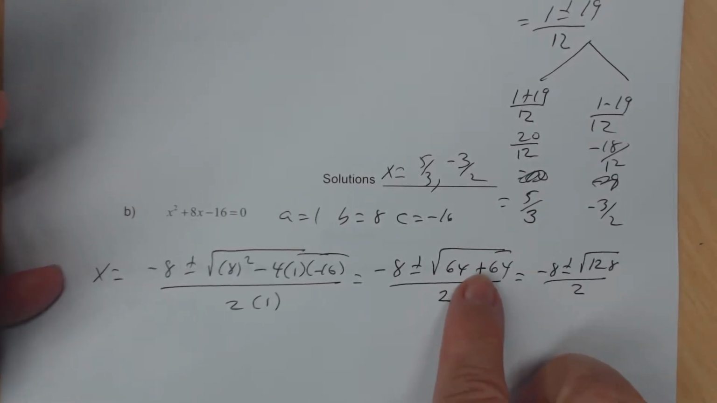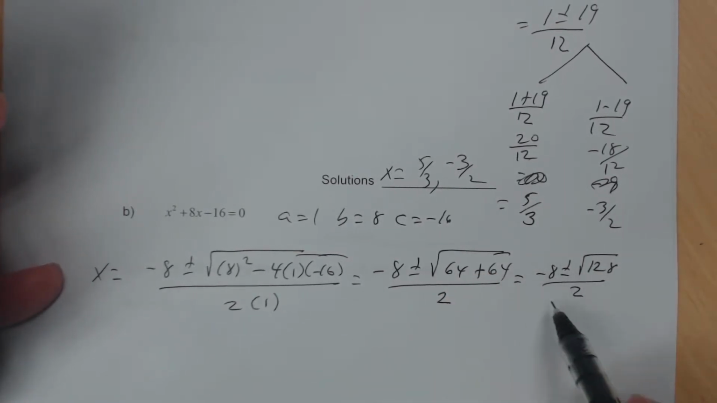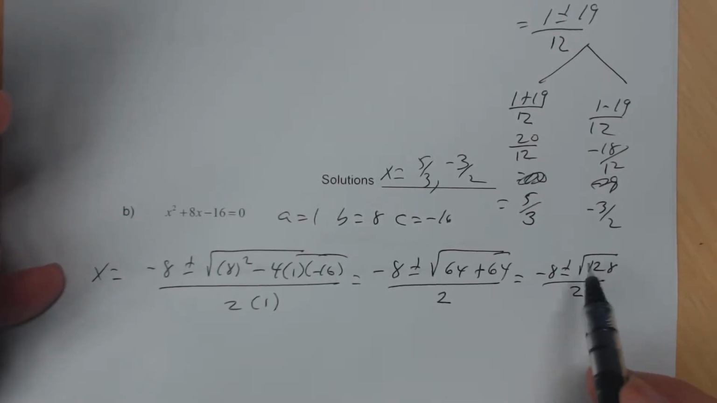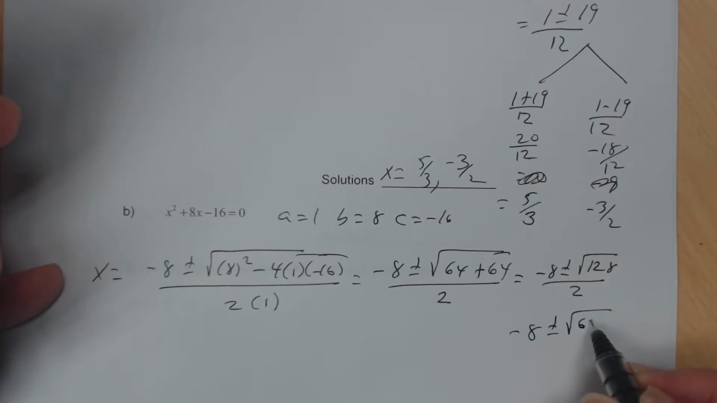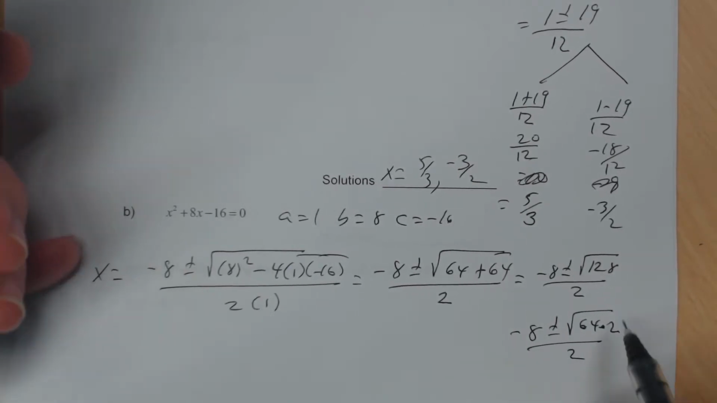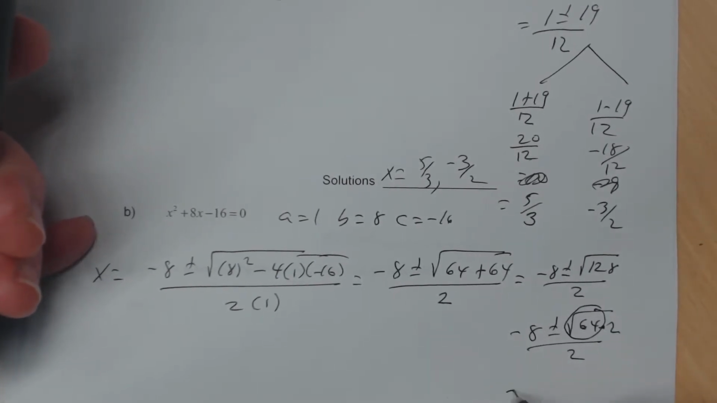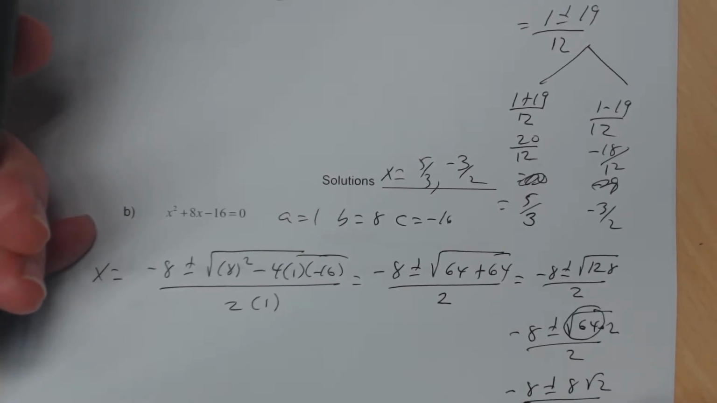Well, just look at this. See the 64 plus 64? 64 plus 64 really means 2 times 64. And 64 is a perfect square. So basically 64 is the largest perfect square that goes into 128. And so I get negative 8 plus or minus the square root of 64 times 2 over 2. And the square root of 64 is 8. So I get negative 8 plus or minus 8 square root of 2 over 2.